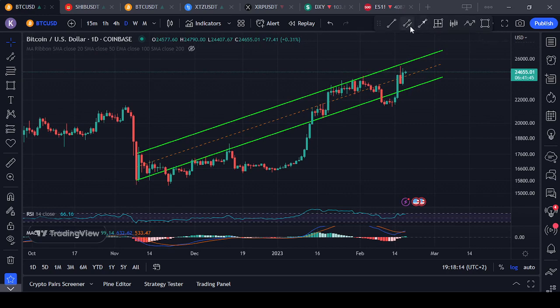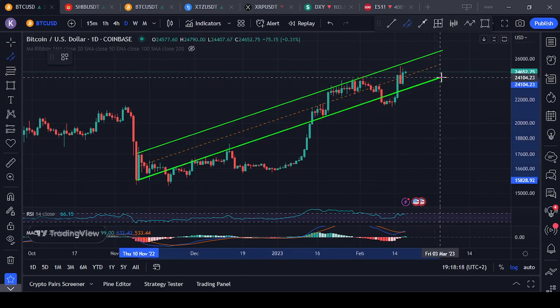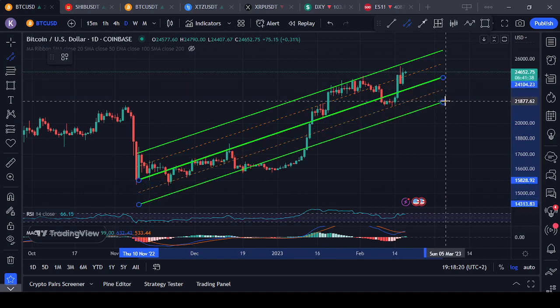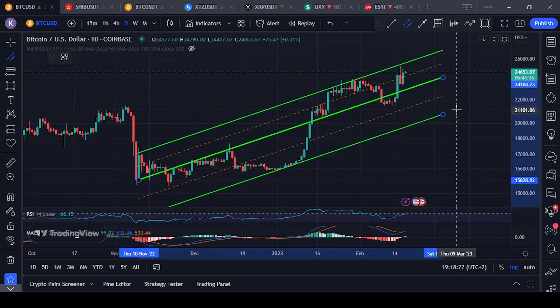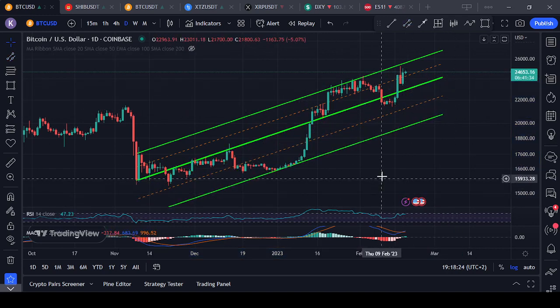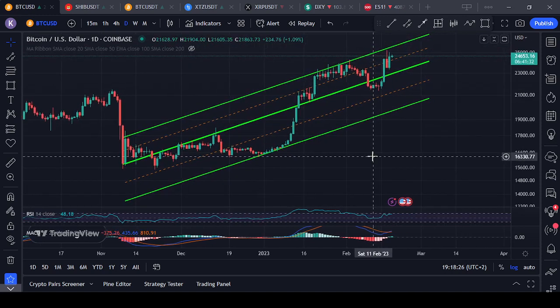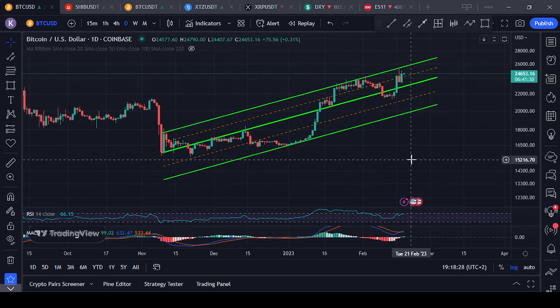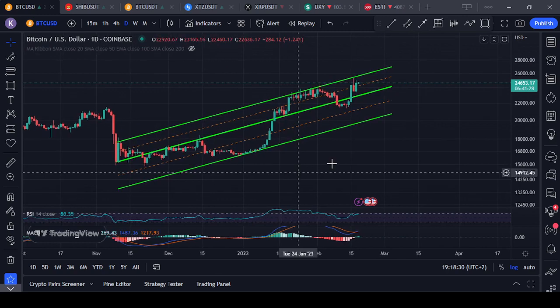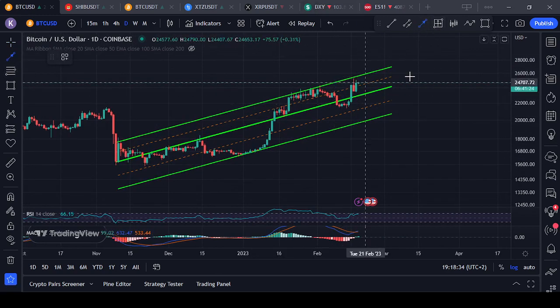So this would be one, and the other one would be, if I want to take another trend line, a parallel channel, and project it to the downside. Now I have two trend lines. So this is how Bitcoin is moving. How to trade this? Now I will need to wait and see what Bitcoin would do right here.